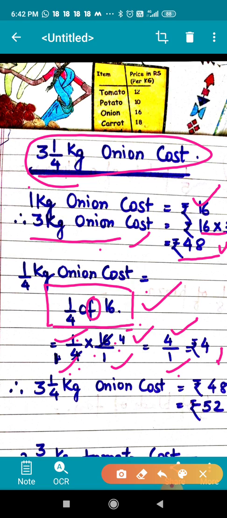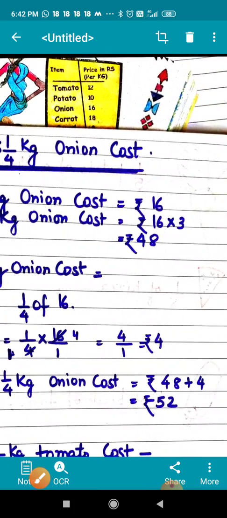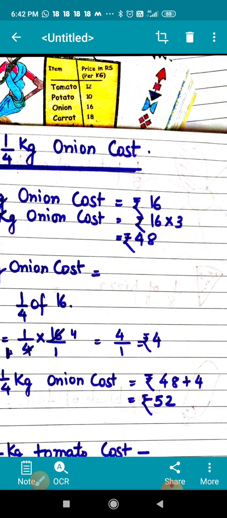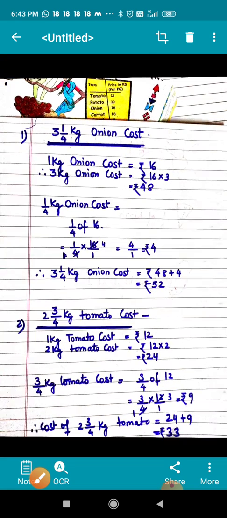Correct? So now we will add the cost of 3 kg onion, that is 48 rupees, and 1 by 4 kg onion, that is 4 rupees. Correct? So when we have added these two numbers, we have got 52 rupees. So 52 rupees is the cost of 3 whole 1 by 4 kg of onion. Now let us see the next example.